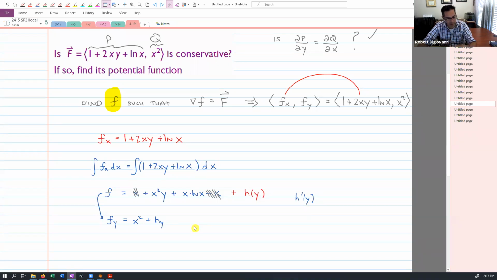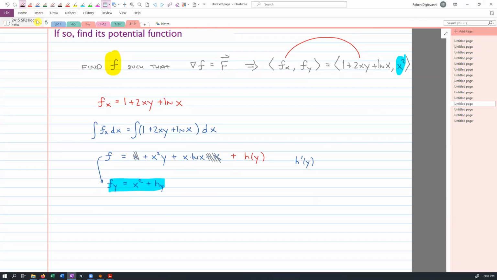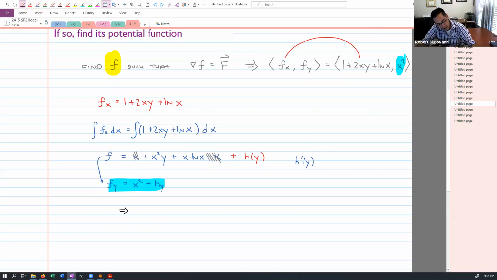But this must match this, right? Don't they have to match? So if these have to match, then that would imply that x squared plus the derivative of h with respect to y must equal x squared, which means that the derivative of h with respect to y must be equal to 0 if I just subtract x squared on both sides.